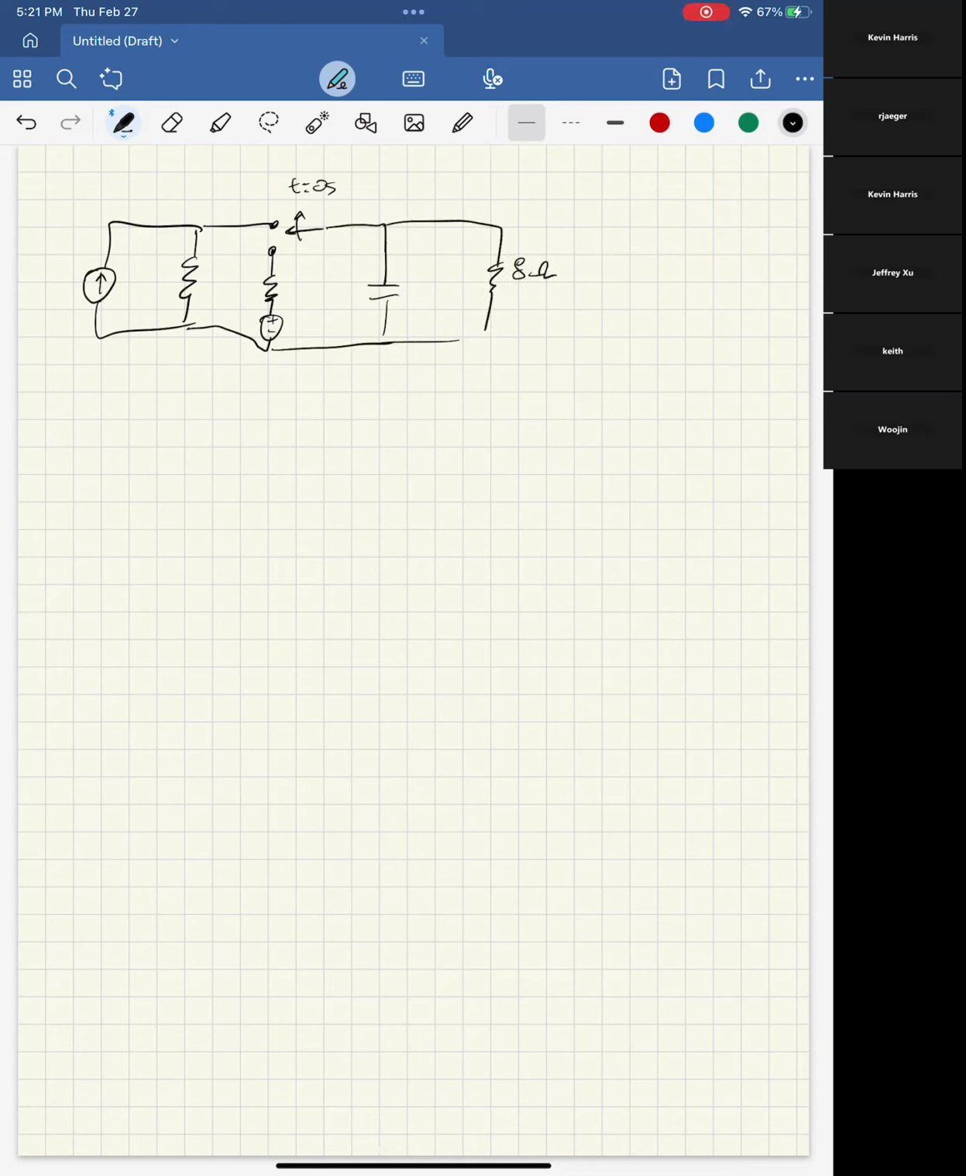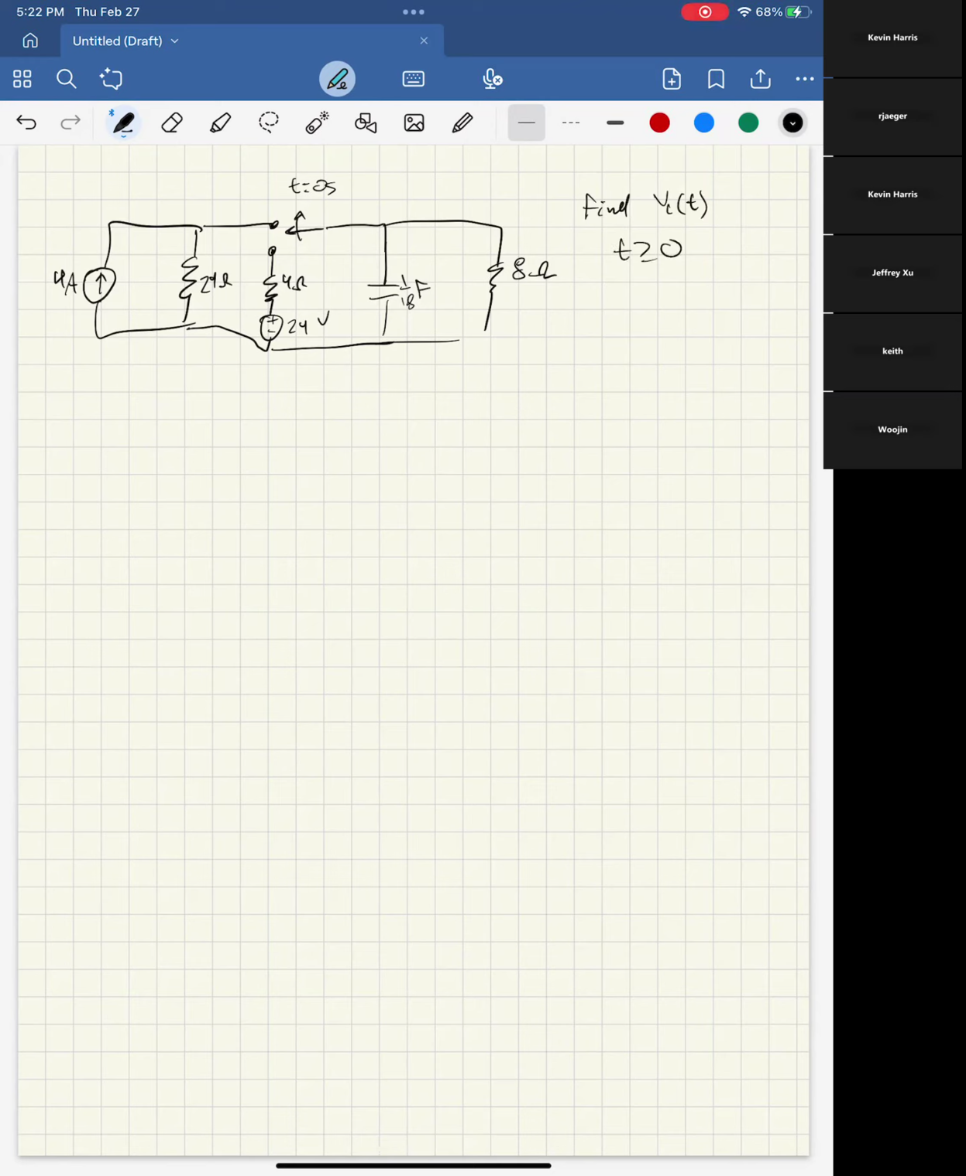Okay, 8 ohms, 1/18th of a farad. 4 ohms, 24 volts, my bad. 24 ohms and 4 amps. And this question is asking, okay, this question's chill. It's just find VC(t) for t is greater than or equal to 0.